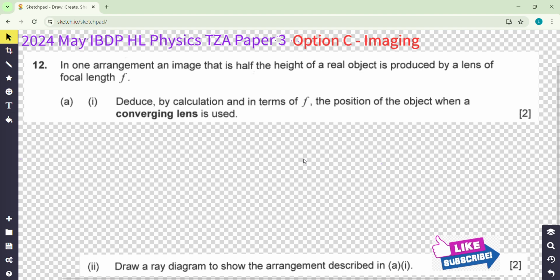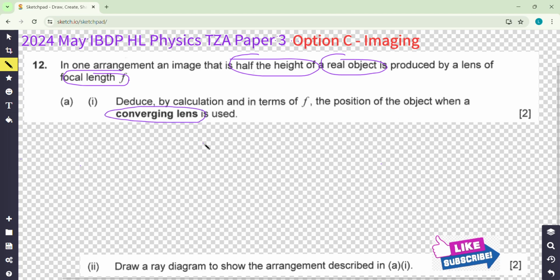Question 12. Okay, look at the question. In one arrangement, an image that is half the height of a real object is produced by a lens of focal length f. A diminished image can be real or virtual. So look at what that is about. Deduce by calculation, in terms of f, the position of the object when a converging lens is used.